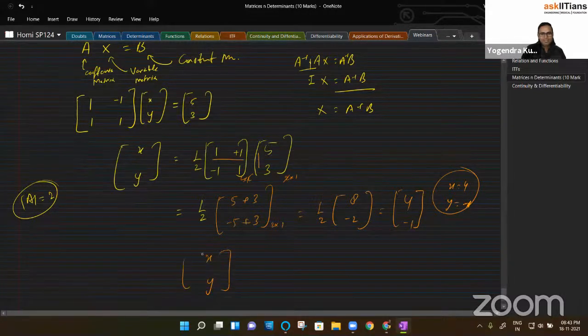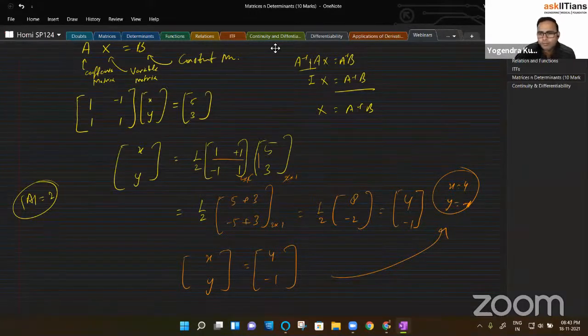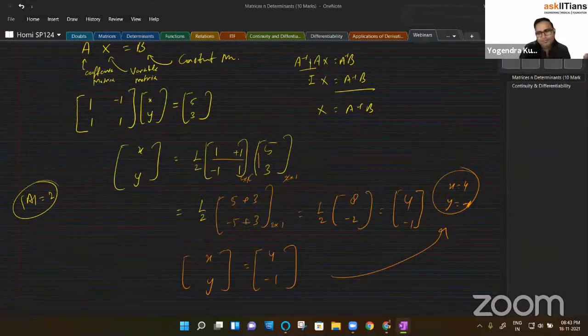X, Y. Here we have 4 and -1. So what we are getting is X is equal to this, and Y is equal to this, when two matrices are equal, corresponding elements are equal. That's what we are getting as the answer. Clear, guys? So this is what you can do. We can have questions like this, but if I give you a 3 variables example, it will be really long to solve.